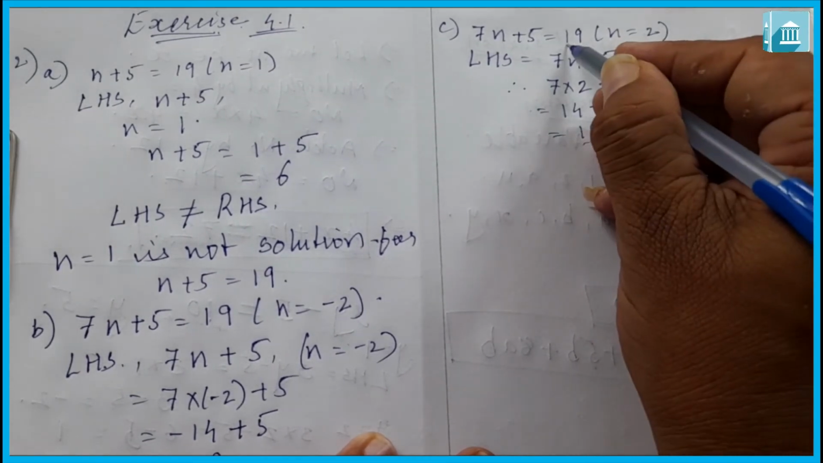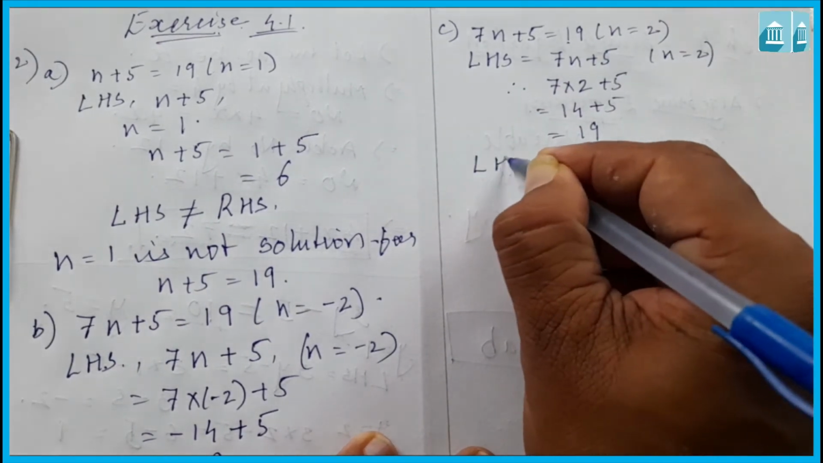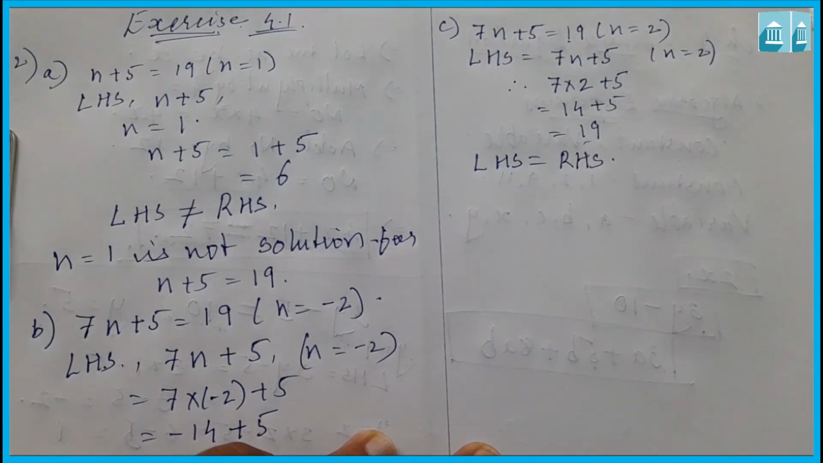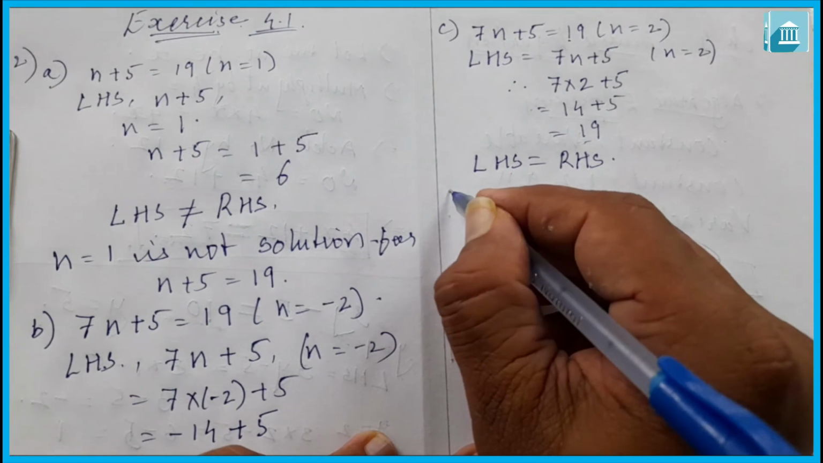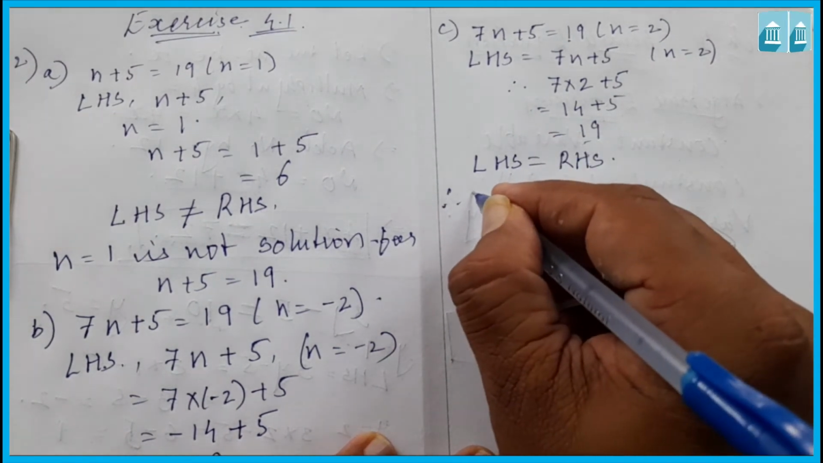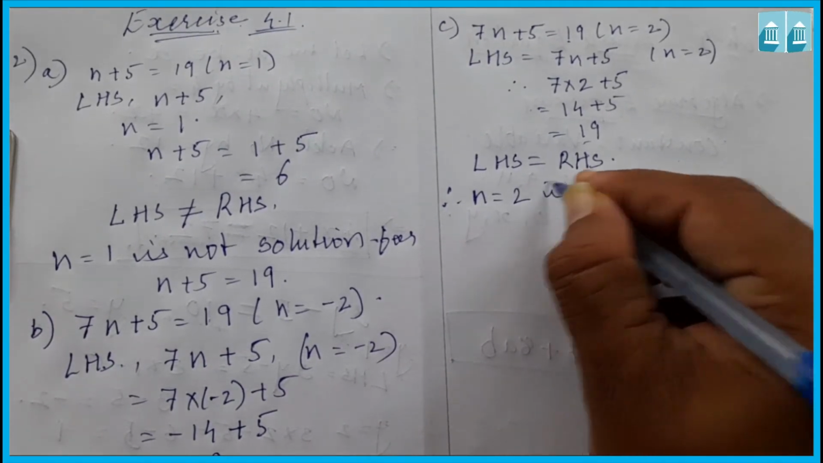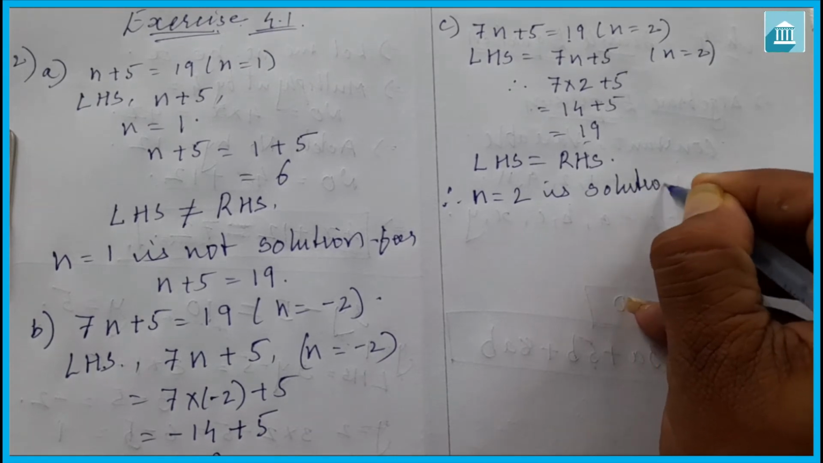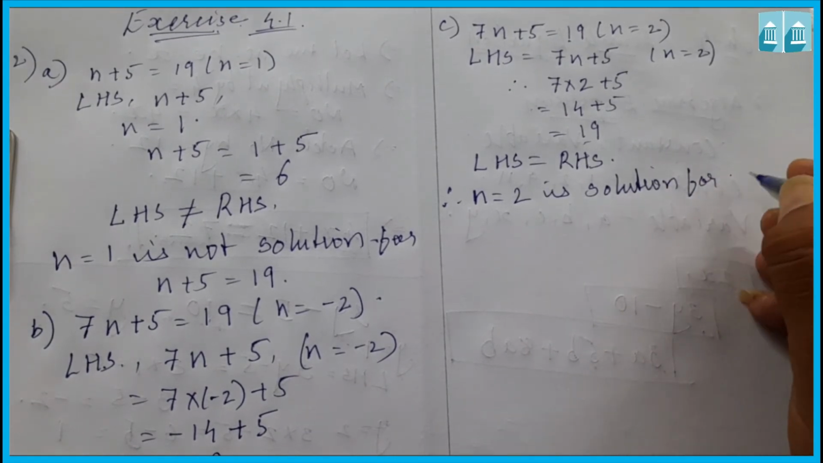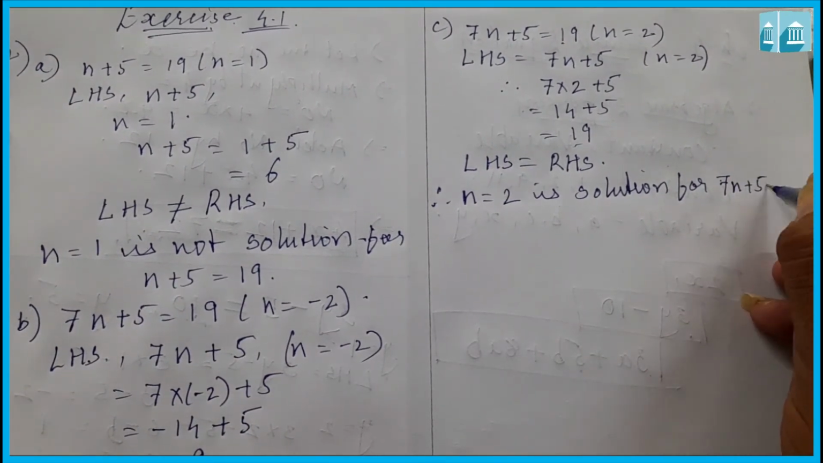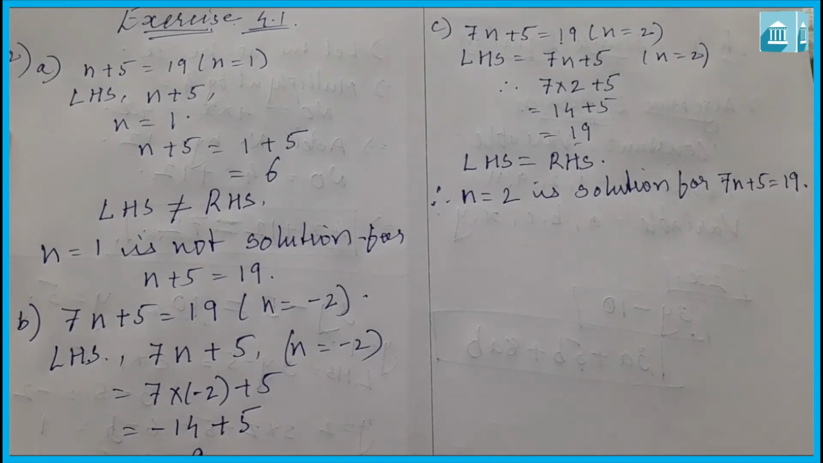In right hand side also 19. So we can say that left hand side is equal to right hand side. Therefore, n is equal to 2 is a solution for 7n plus 5 is equal to 19. So in this way you can do the other ones also, D, E and F, as your homework.